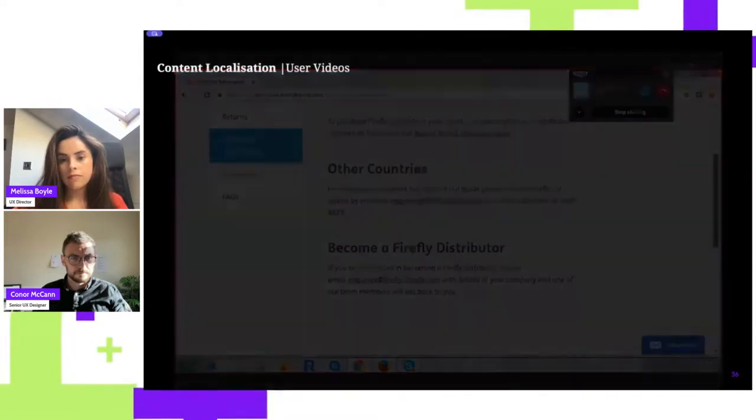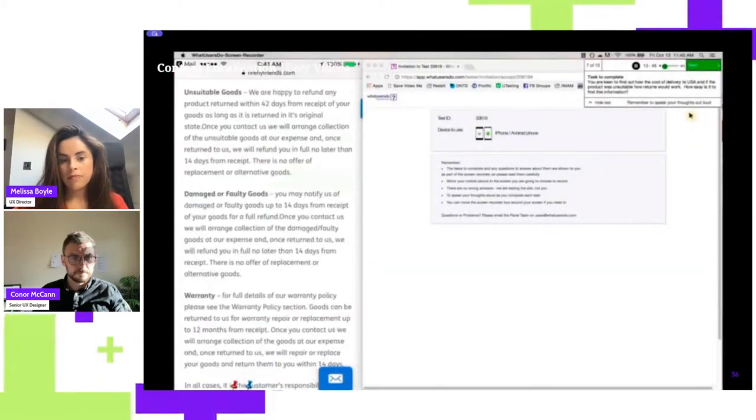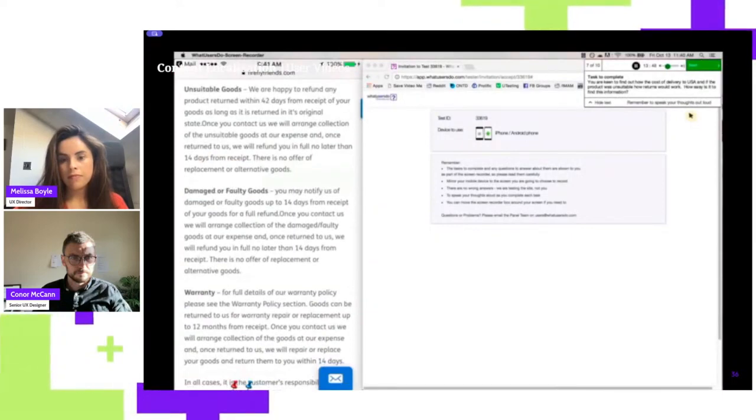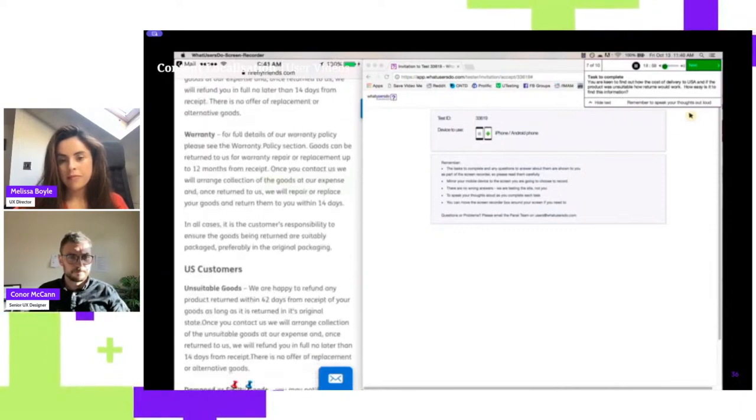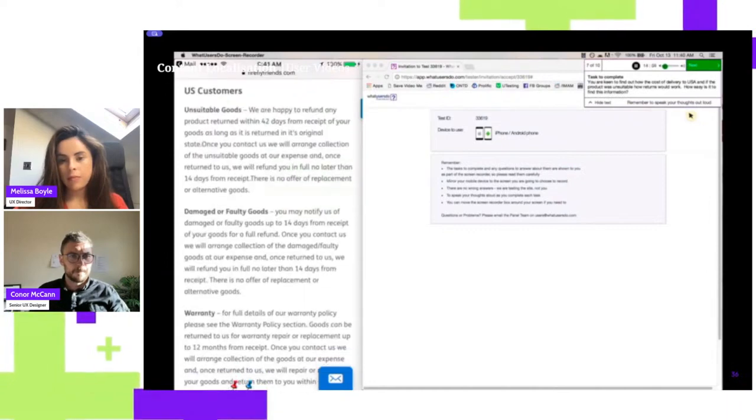No, it says returns policy. I'm surprised they're using the word unsuitable goods, as that's not something you usually see in terms of products in the US at least. So it says US customers, unsuitable goods. Okay, so here's your information. There aren't any kind of spaces, I think.